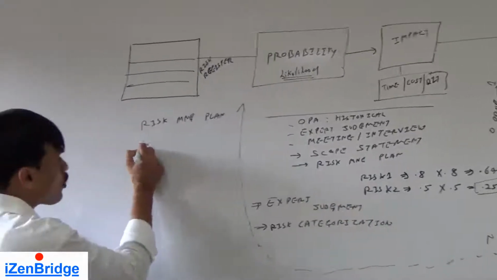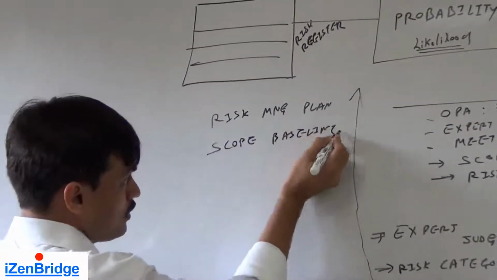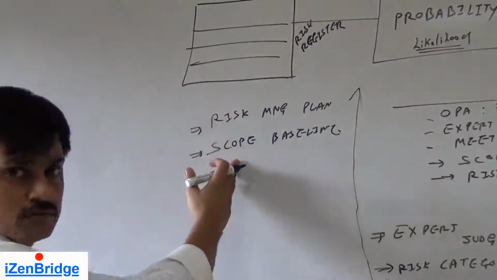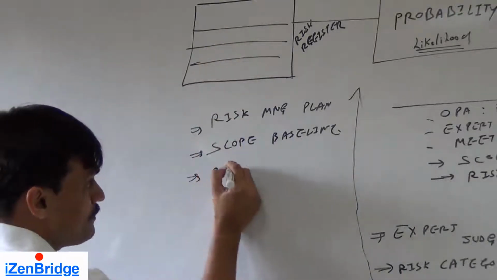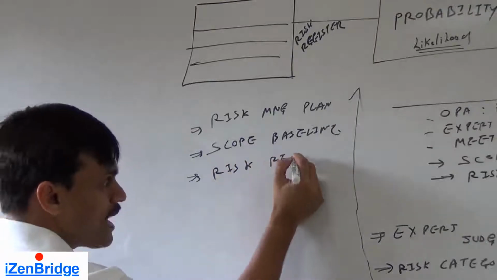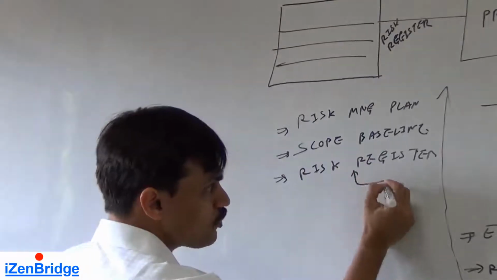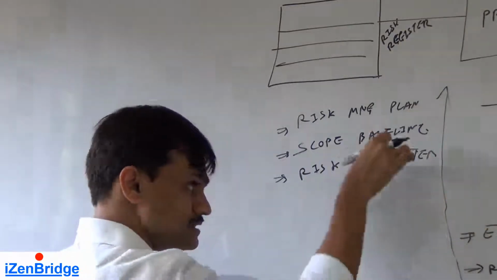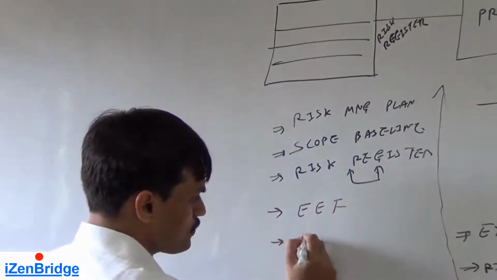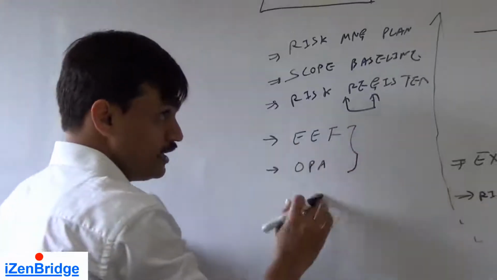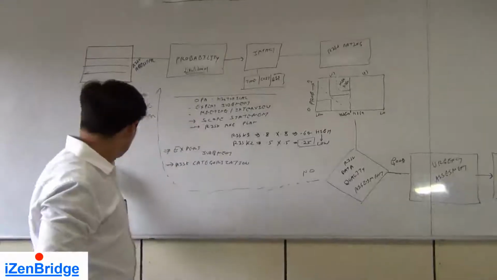We need to use the scope baseline. Why do we need it? It helps us in identifying impact primarily. And then the risk register, which was a primary input as well as a primary output. We pick information from here and we update it after doing all these analyses here itself. And then we use enterprise environmental factors and organizational process assets. Both help us in giving probability, impact and urgency assessment of a given risk.